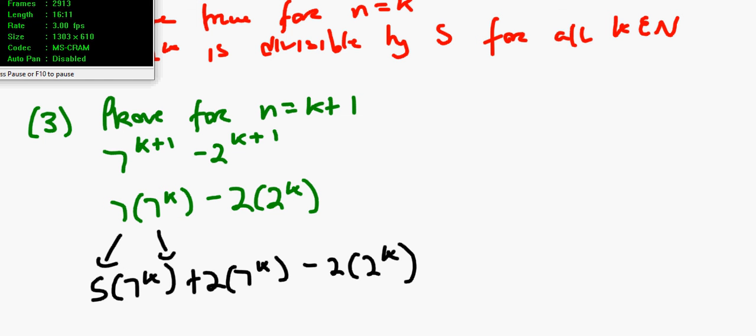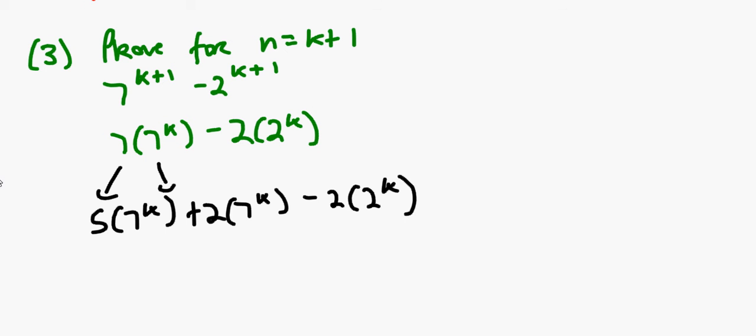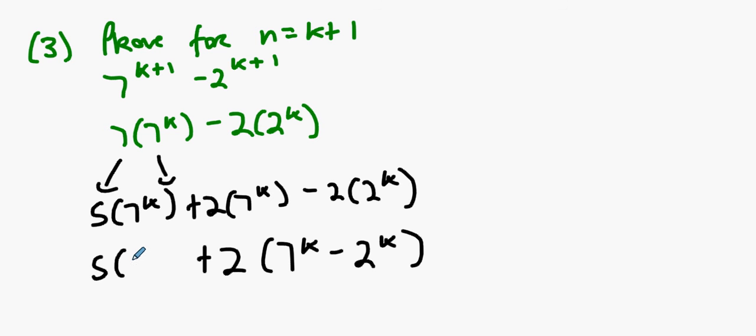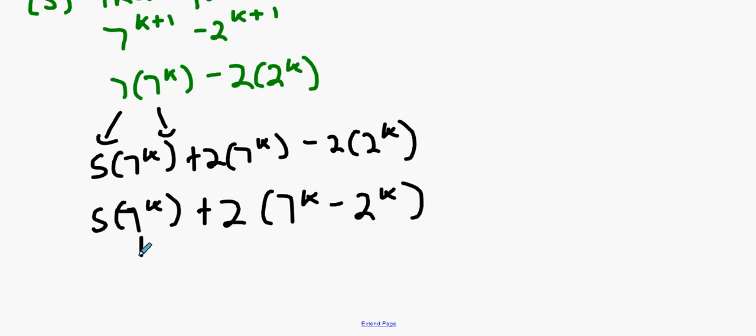Okay guys, now what we're going to get next here guys is the following. Let's factorise that out. 7 to the power k minus 2 to the power k, and then that's 5 times 7 to the power k. Now this should come out handy enough. We know this one is divisible, don't we? Because 5 is divisible by 5. Is that okay?